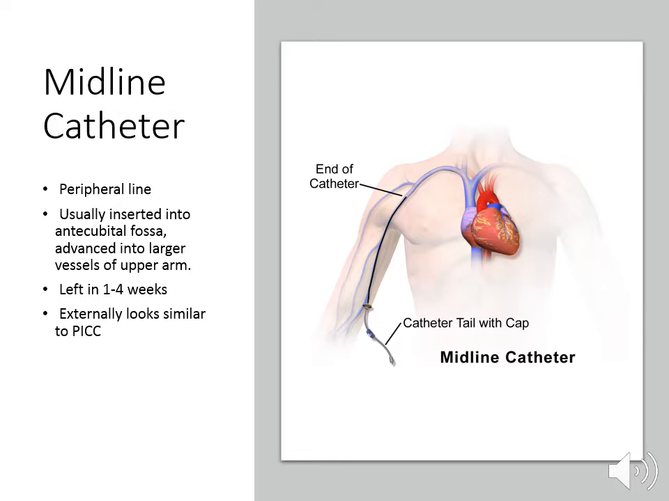It is inserted into your antecubital, so into the soft part in your elbow, your inner elbow area. It can be left in for 1 to 4 weeks. And again, since it does look similar to a PICC line, you want to make sure that it's somewhere noted that it is a midline catheter.